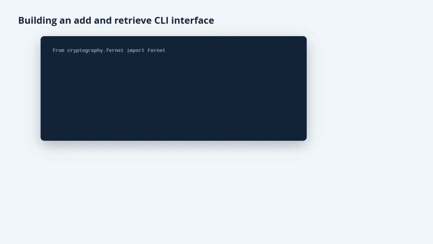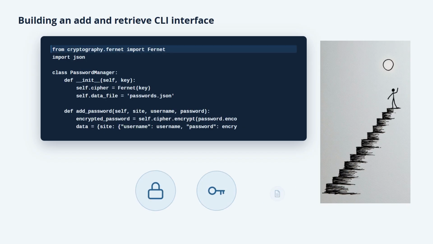In this segment, we're going to create a simple command line interface, or CLI, that lets users add and retrieve their passwords securely. The idea here is to build an intuitive way for users to interact with our password manager without needing to dive deep into the code. When you think about a password manager, it's crucial not only to store passwords safely, but also to provide easy access to them when needed.